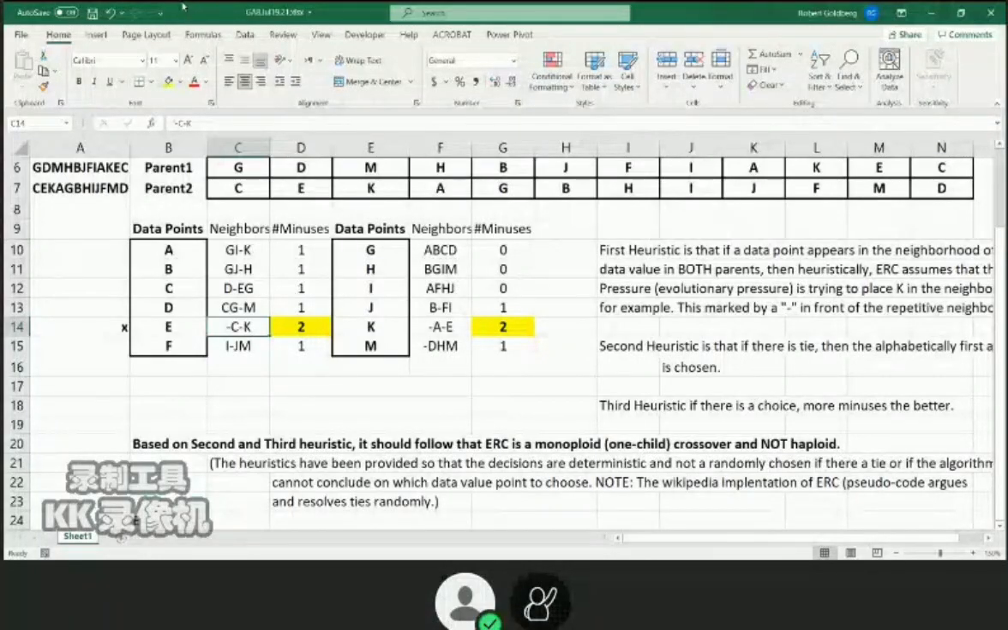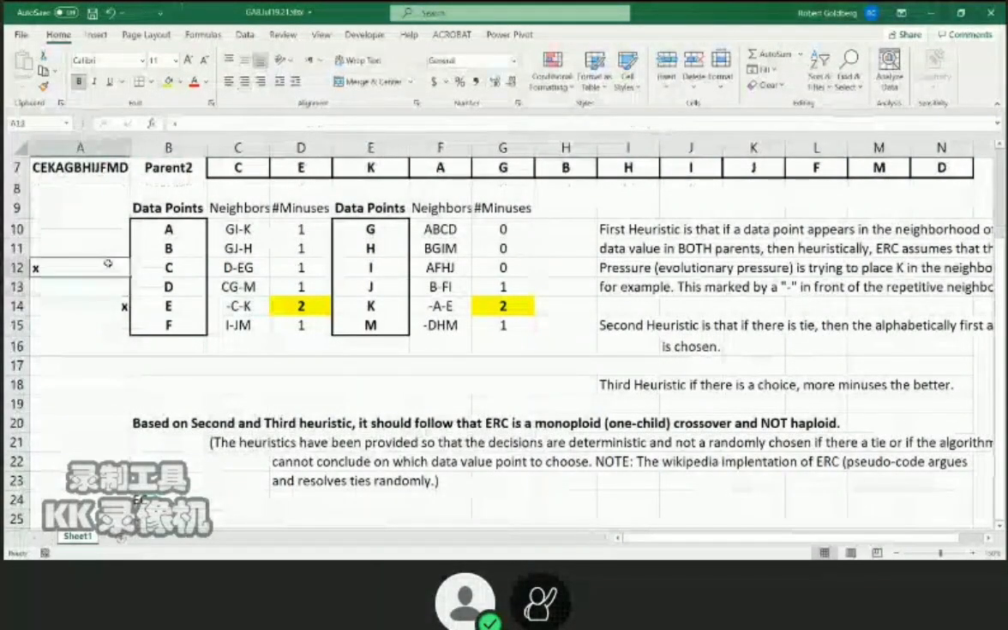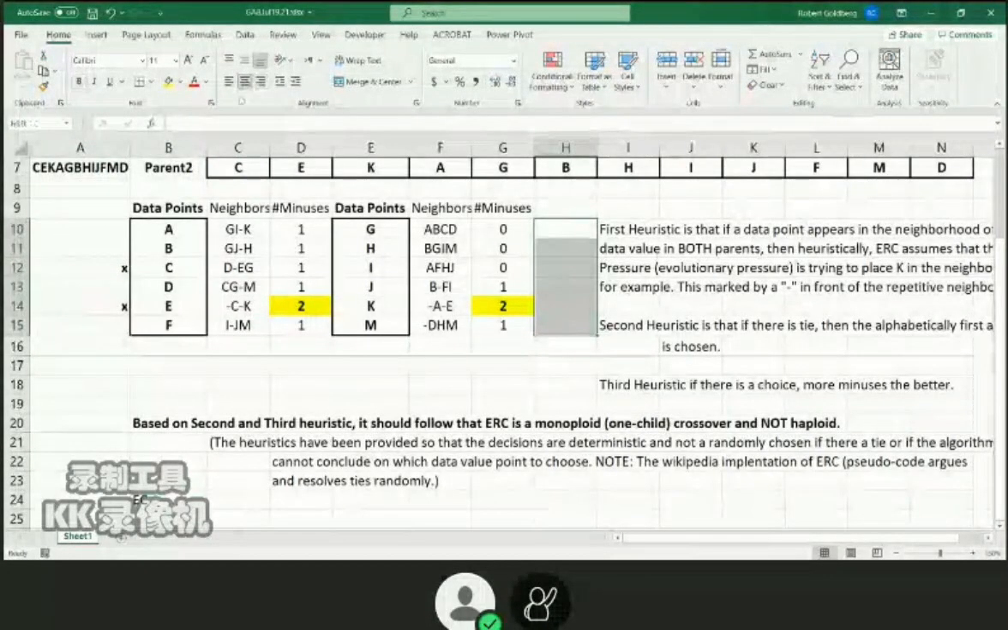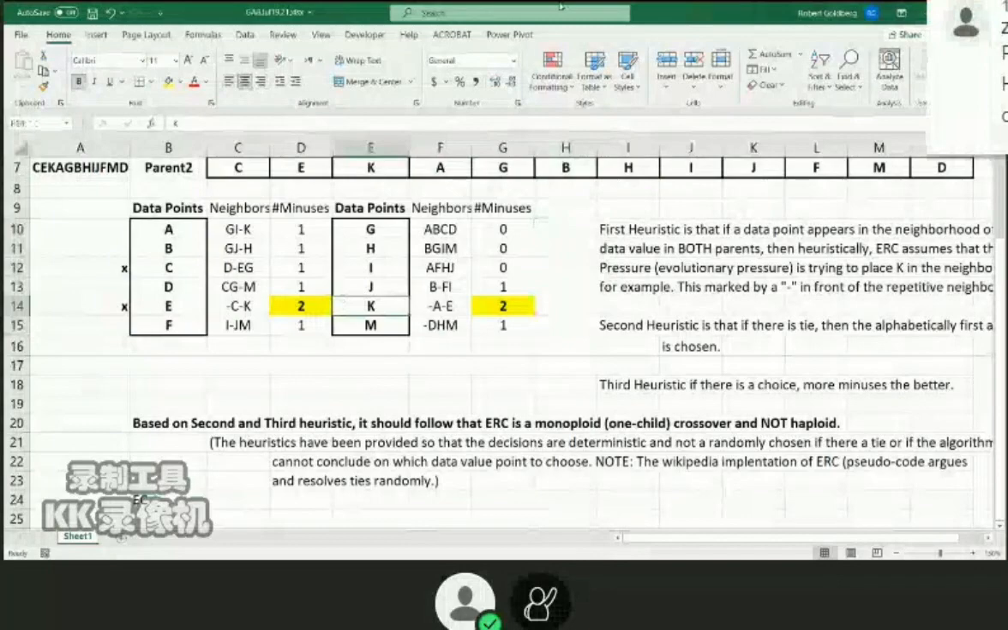But that would violate the second heuristic, which is alphabetically, that if there's a tie and C and K both have the same minus status, then alphabetically you choose the first one, which is the C. So even if E were written as minus K minus C, as the neighbors, you still would choose the C. I took away that factor by automatically writing it alphabetically. So after the E comes the C. All right, now that we have the C, make it this way and this way, so it'll look a little nicer. And let me bold this. Yes. Okay, so now we have the E and the C.